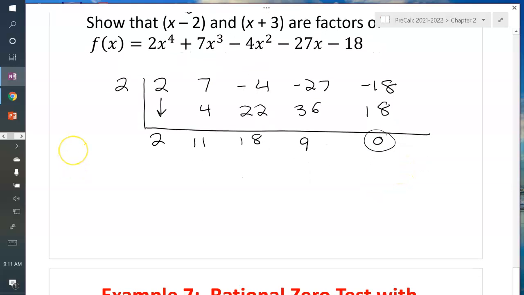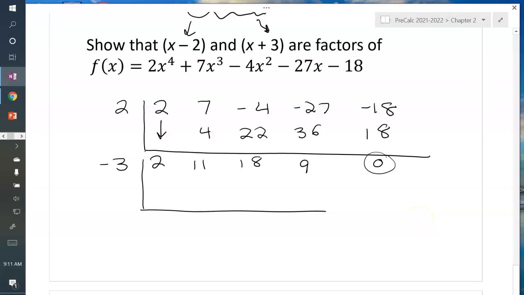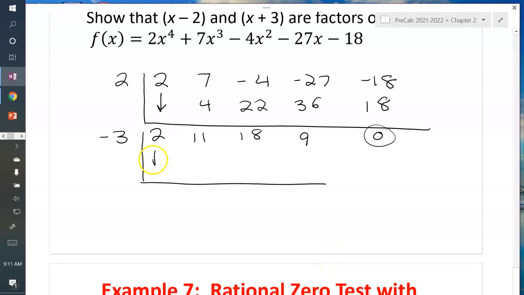Do the same thing, but this time I'm doing it with -3. I've already proven that x minus 2 is a factor. Now I'm going to repeat myself. I have x plus 3 as a factor. Change that +3 to a -3. Bring this down, 2. 2 times -3 is -6. Add that, I get 5. 5 times -3 is -15. Add that, I get +3. 3 times -3 is -9. Add that, I get 0. All right, that means that's a factor as well.